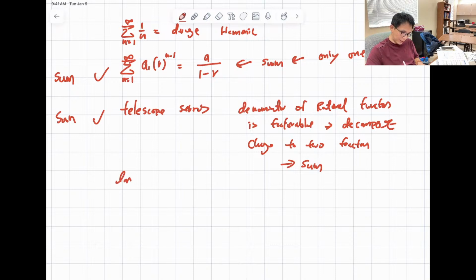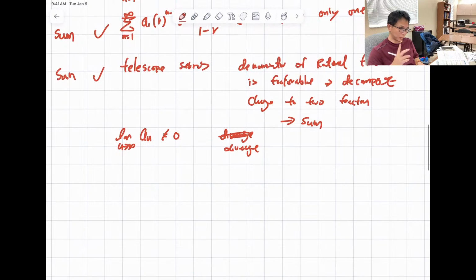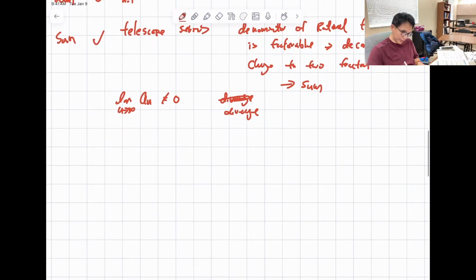And the limit as n approaches infinity of a_n, if it's not equal to 0, then it diverges. So that's the thing that we have known so far. We're going to talk about two things. One is the integral test. What is the integral test?